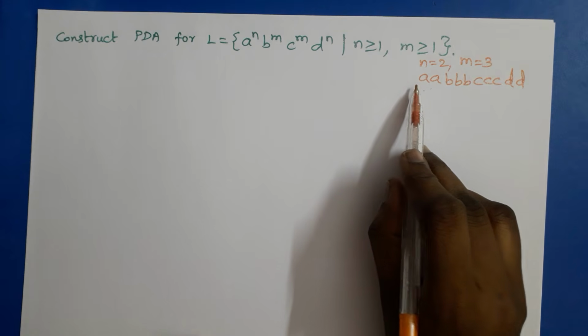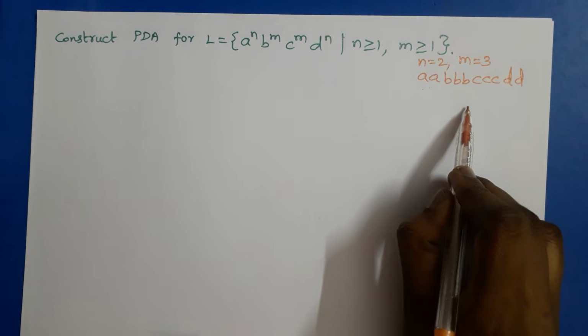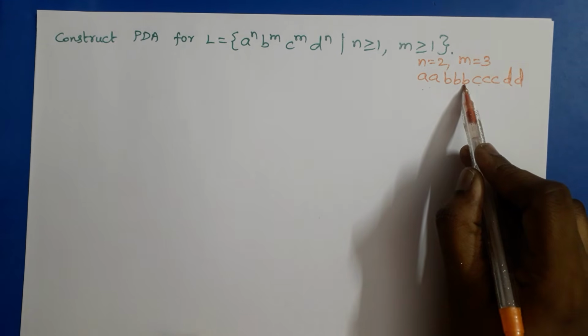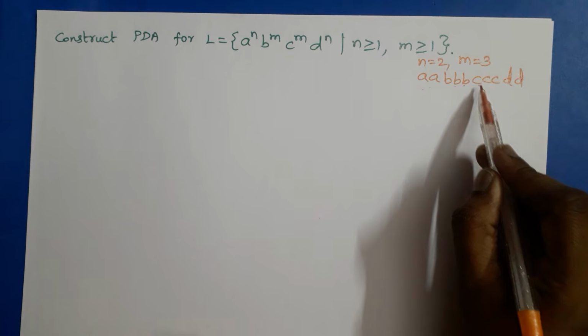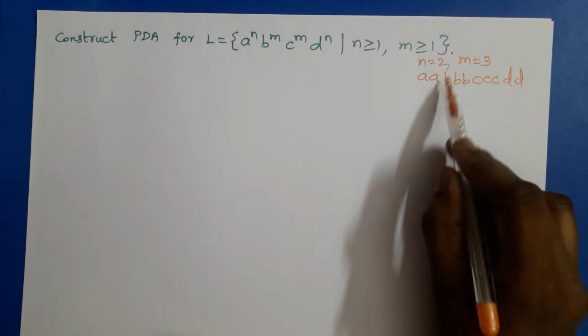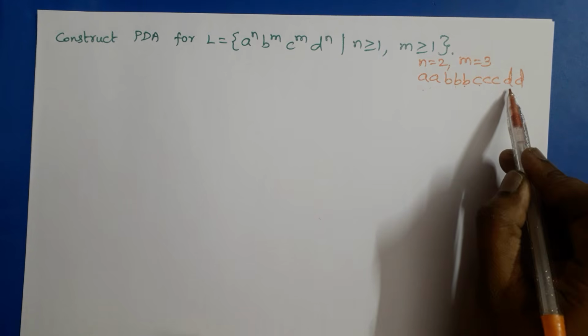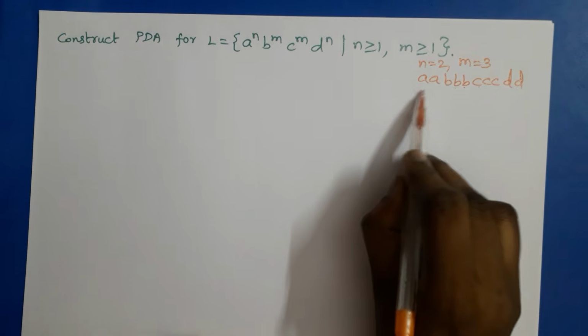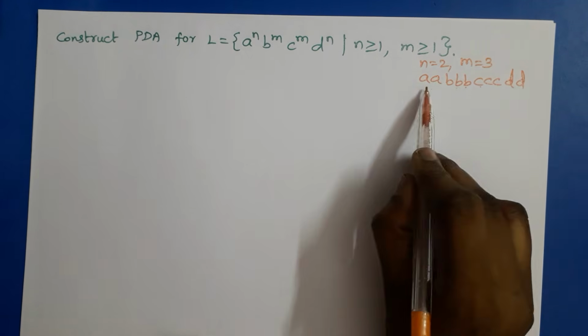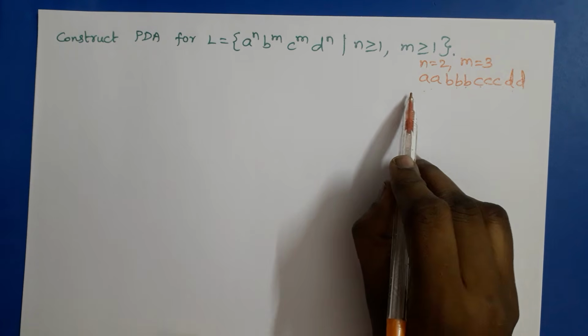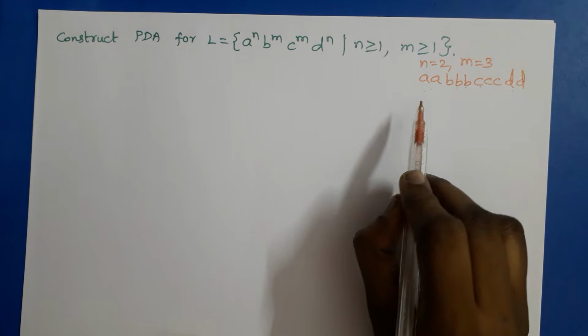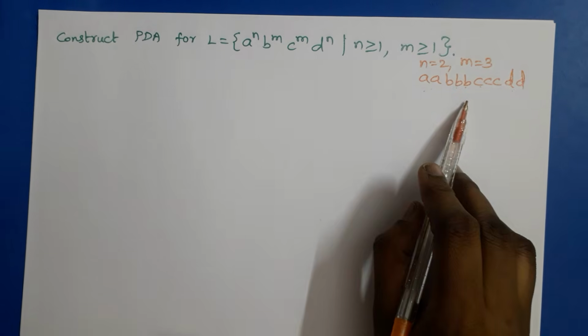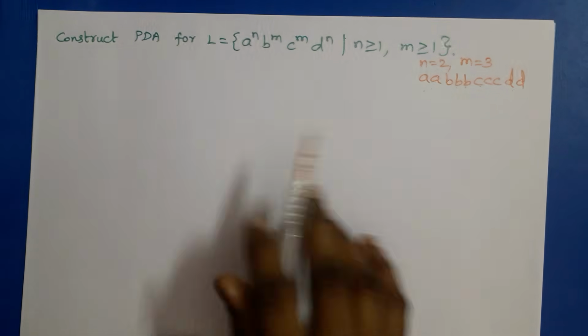So we have to push A's and B's onto the stack. For each C, one B must be popped from the stack. After reading all C's, all B's are popped from the stack. Then we will start reading the D's. D's must be matched with A's, so for each D, one A should be popped from the stack. Finally, if we reach Z0, then we can say that the input string is a correct input string. So we have to construct the PDA for this.